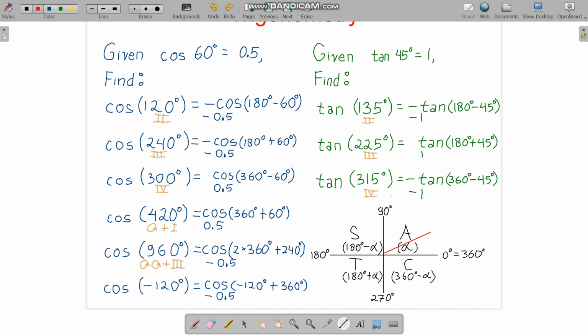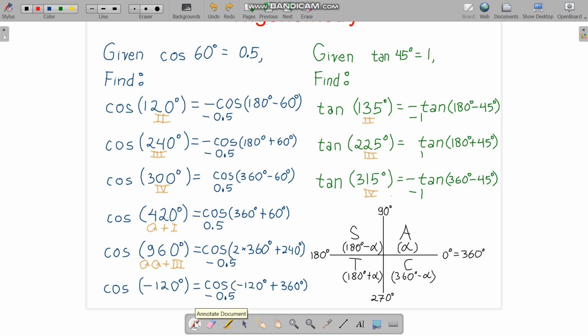960 means you go one full turn 360, another full turn 720 plus 240. So cos 960 is exactly the same as cos 240, which is in the third quadrant, so negative. Cos negative 120 means you go in this direction, minus 120 degrees. So minus 120 degrees is exactly the same as positive 240 degrees, because 240 plus 120 is 360. So cos 240 is negative. That's why it's negative 0.5.